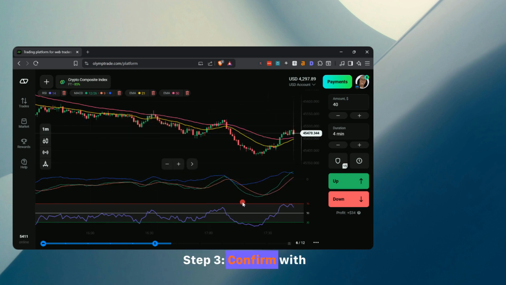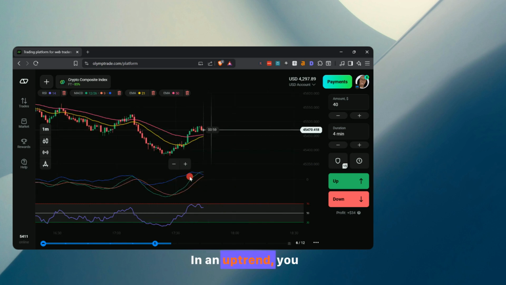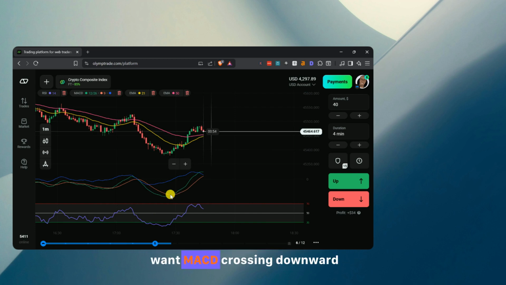Step 3. Confirm with MACD. This is the magic moment. In an uptrend, you want to see MACD starting to cross upward or showing bullish divergence. In a downtrend, you want MACD crossing downward or showing bearish divergence.